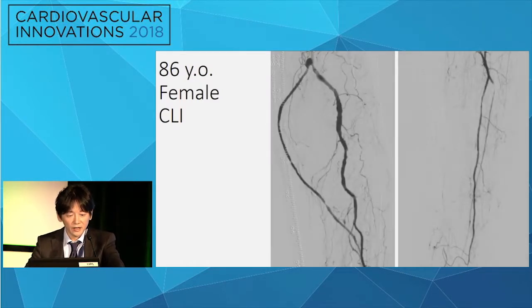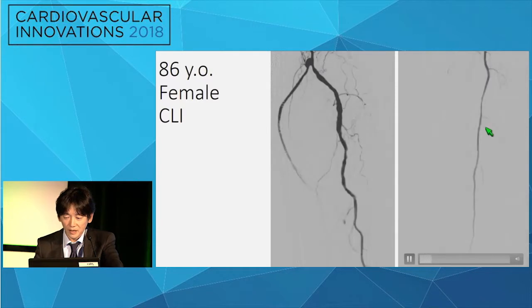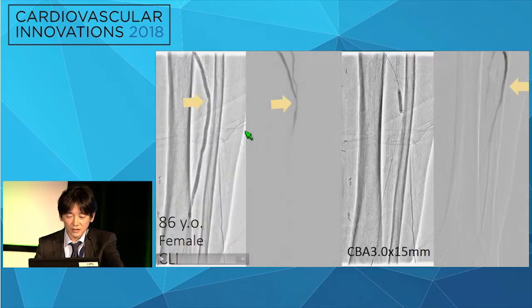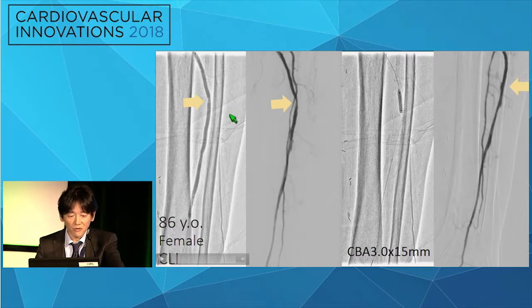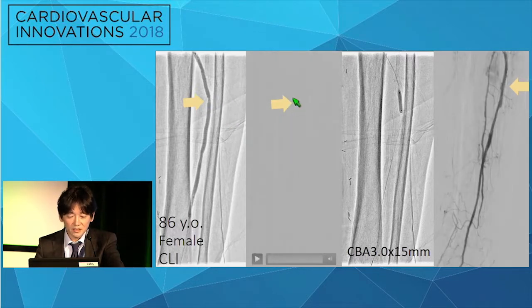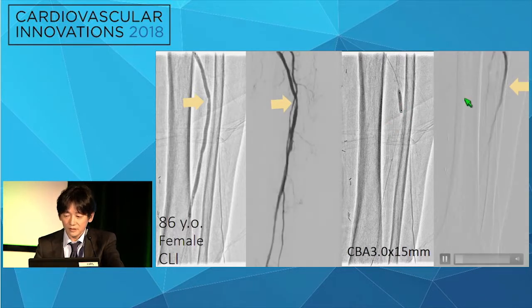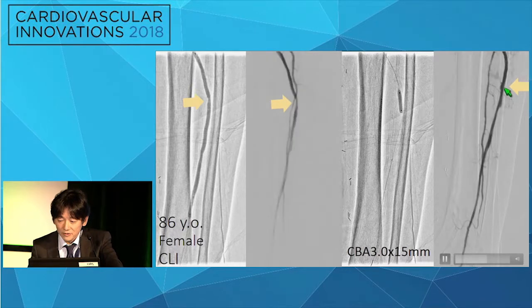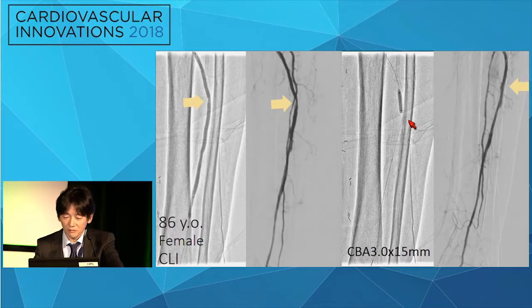This case is an 86-year-old female. Target is here, very tight stenosis. Initially, balloon angioplasty was performed like this, but the indentation is remaining here. Therefore, I used the cutting balloon. However, you can see the hole like this. The perforation occurred.